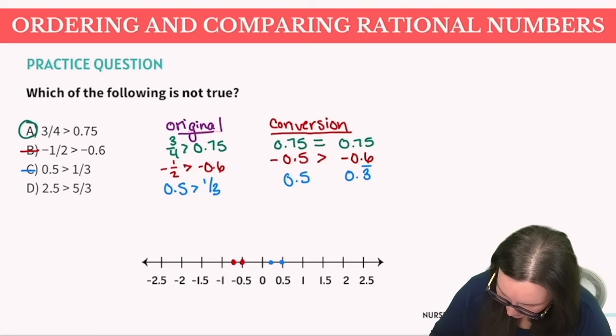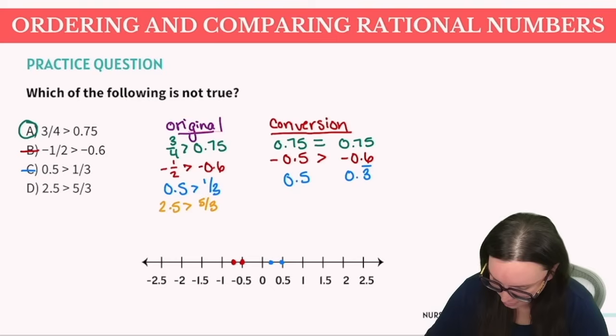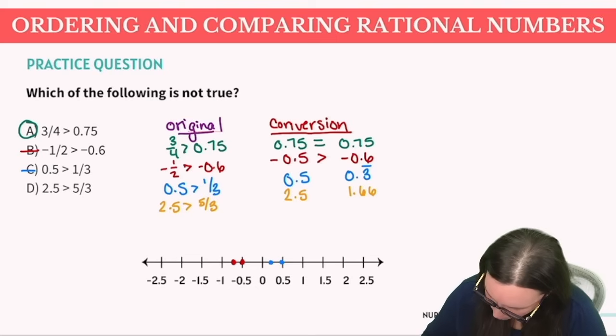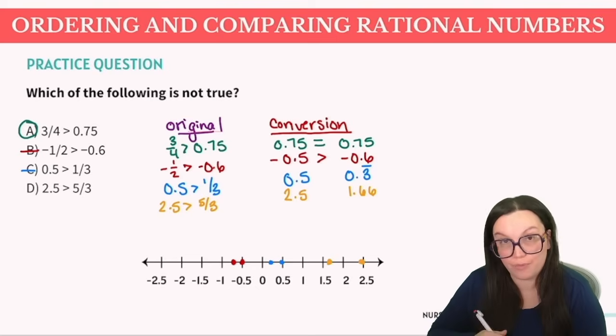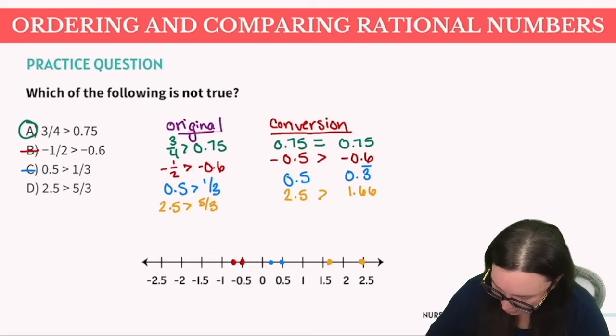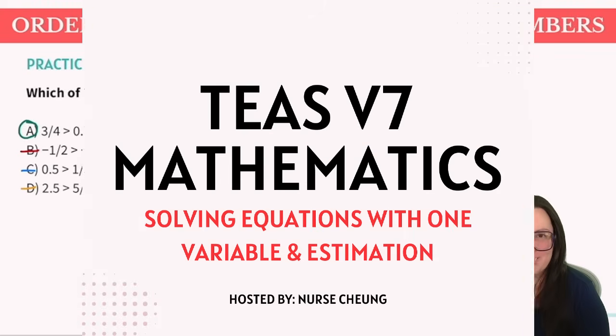And then our last is 2.5 is greater than 5/3. So when we convert 5/3, we get 1.66, so on and so forth down the line, and we have 2.5. So 2.5 would be about right here, 1.6 would be right here. So is 2.5 greater than 5/3? Yes, absolutely. So the correct answer is A. 3/4 is not greater than 0.75.